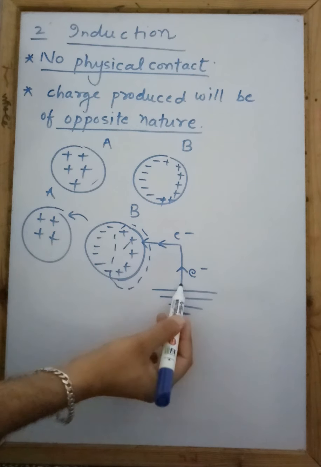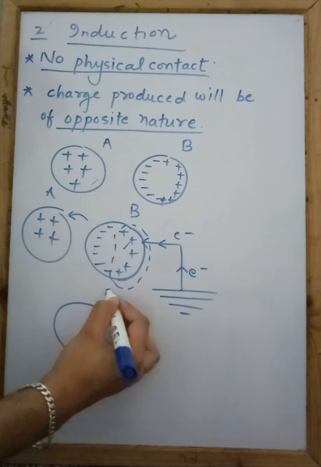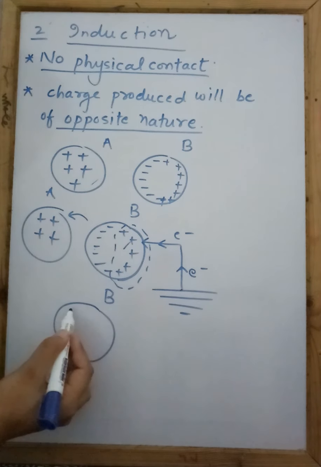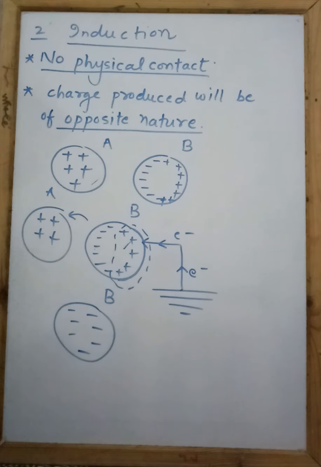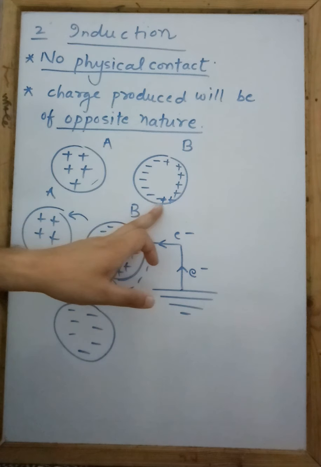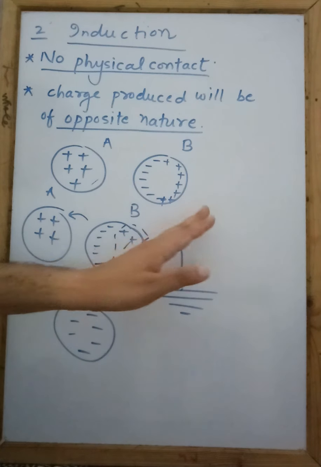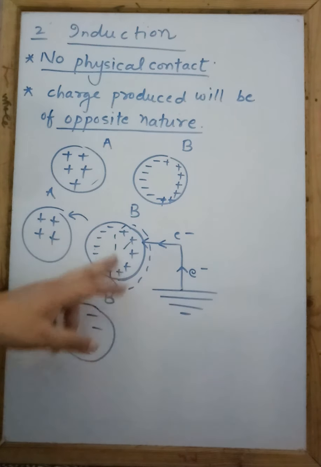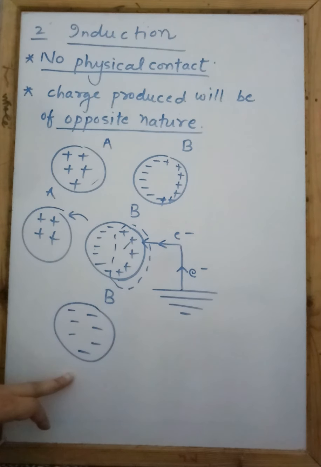So these electrons will neutralize the positive charge, and now if you remove A and look at body B, its positive is neutralized by the earth, and in a way B becomes negative. A was a positive sphere, so the positive sphere induces a polarity of negative on one side and positive on the other side, and when you connect body B to the ground, this positive charge is neutralized by earth, leaving a negative B.